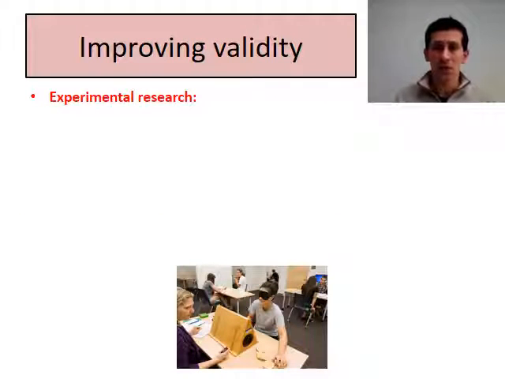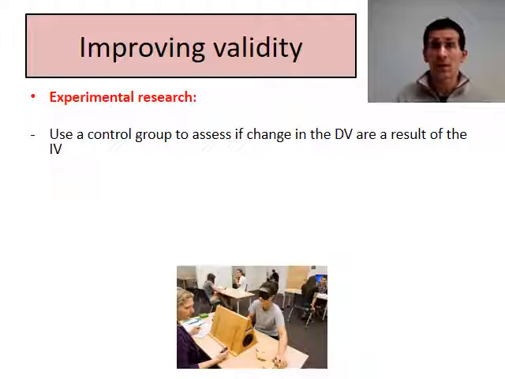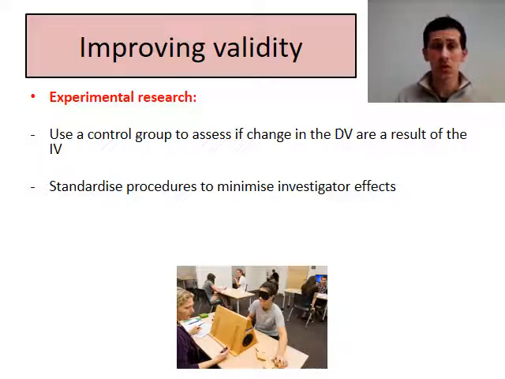When we're looking at experimental research, one good way of improving validity is to use a control group, okay? Because that will then assess whether any changes in the dependent variable are actually due to you changing the independent variable. So control groups allow us to assess whether a change is actually down to the independent variable or not. We can also make sure we use standardized procedures because that will minimize any investigator effects. So things like the researcher's behavior slightly influencing you. If there are standardized procedures in place, it will reduce any of those investigator effects.